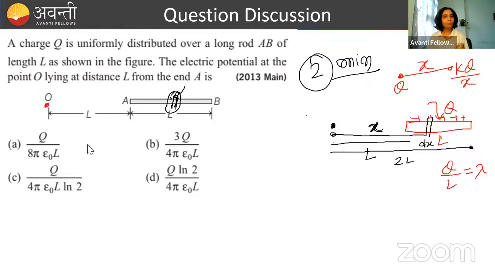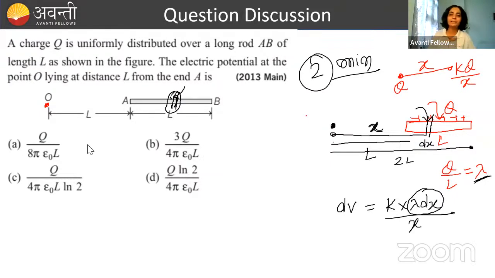So the potential because of this small element, that is the small potential dV, will be how much? The formula is k into the charge on this small element. The length of this small element is dx, and the charge per unit length is lambda. So the charge of this element is lambda dx, and dV is k into the charge divided by the distance, which is x. So the potential because of this small element is k lambda dx by x.